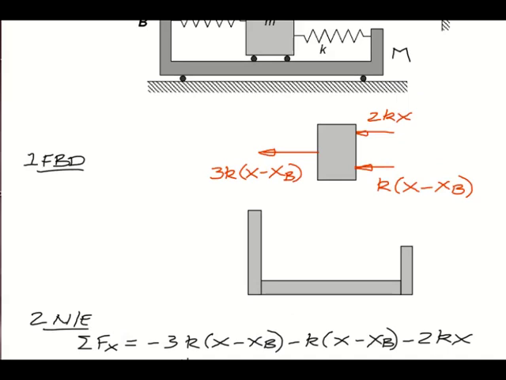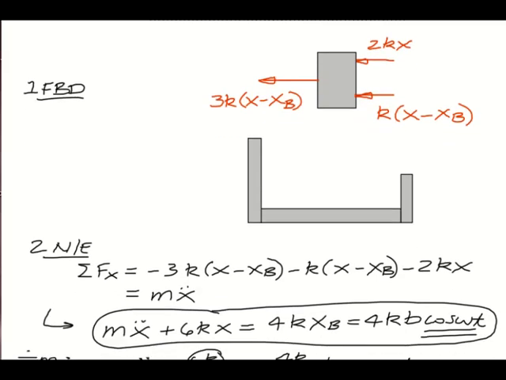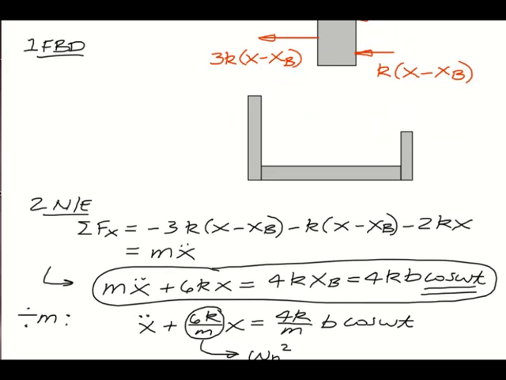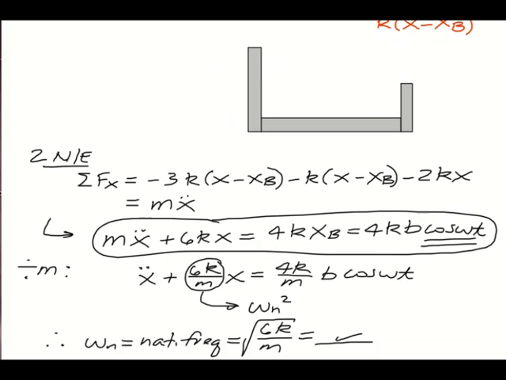Right hand side on the bottom, the spring again. The compression or stretch is given by x minus x_b. It's times k. But the spring on the top right is connected to ground, so basically the ground is fixed, so it just ends up being 2kx. We sum forces in x, we get our equation of motion. From that we identify our natural frequency by putting it in standard form. We divide by the coefficient in front of x double dot.